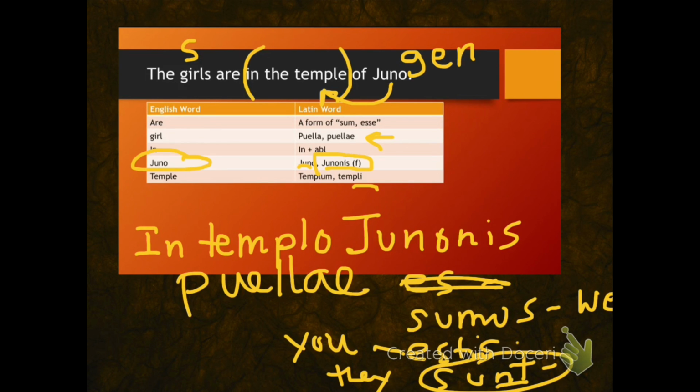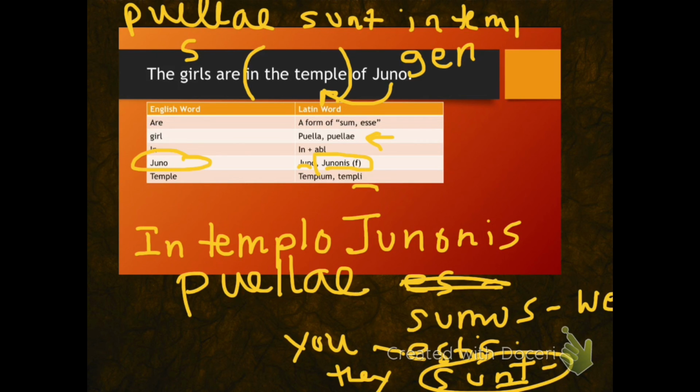It would also be okay to write puellae sunt in templo Junonis. That would also be acceptable.